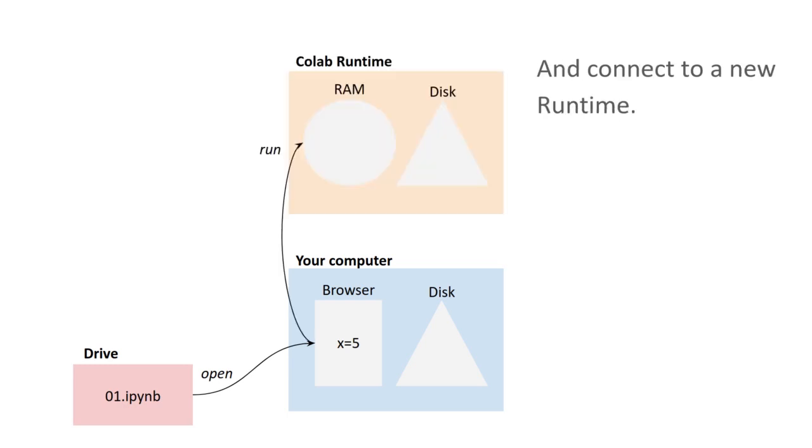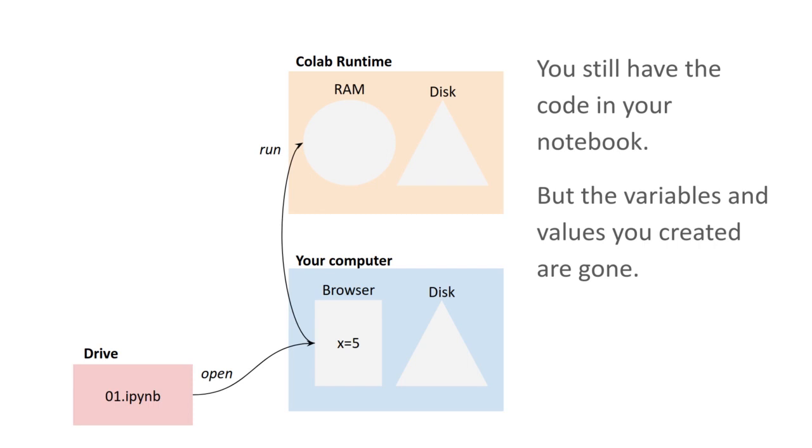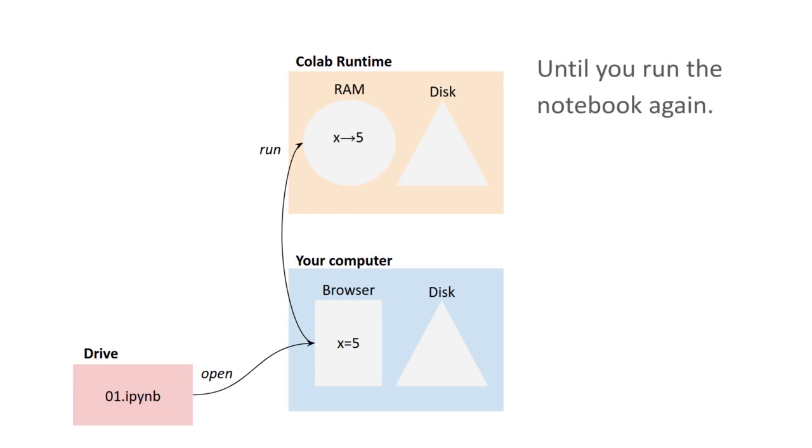And then when you run the first cell, you'll create a new runtime. And that new runtime will not have the variables and values that you had before until you run the notebook again. When you run the notebook again, you'll get those same variables and values back.